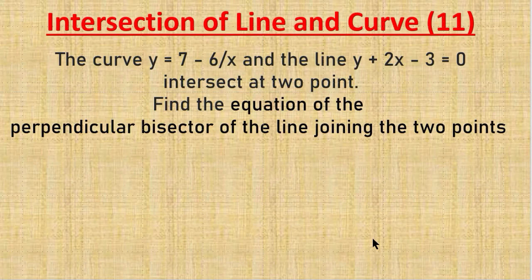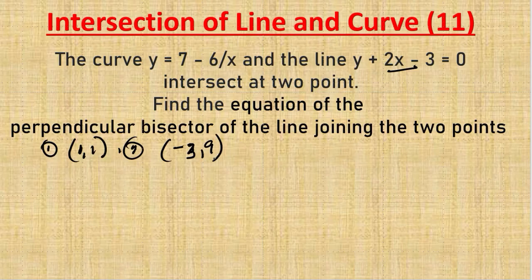In today's lesson, we'll continue with our case on intersection of a line and a curve. We saw the point where the curve y equals 7 minus 6 over x and the line y plus 2x minus 3 equals 0 intersected. We saw that the curve and the line intersected at point 1, where x is 1 and y is 1, and point 2, where x is minus 3 and y is 9.